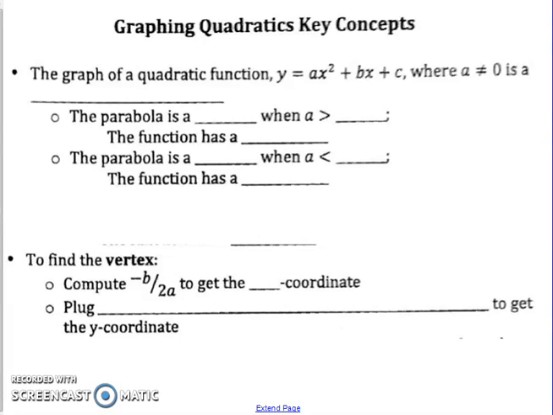So here are some of the key concepts for graphing quadratics. The graph of a quadratic function is a parabola. The parabola is a smiley face when a is greater than 0. That means that the function has a minimum. The parabola is a frowny face when a is less than 0. This means that the function has a maximum.